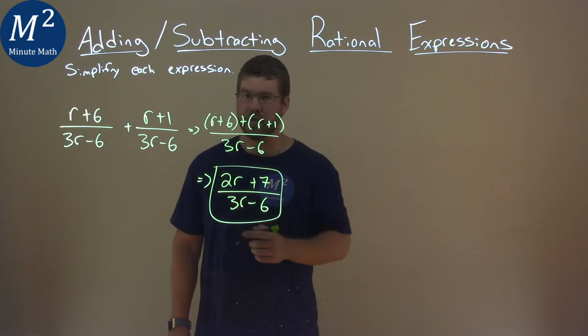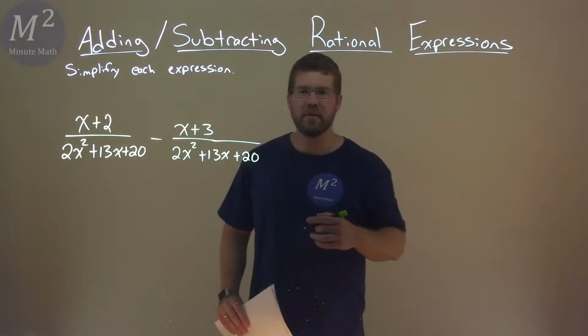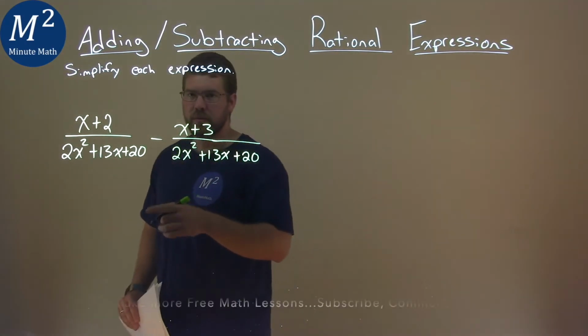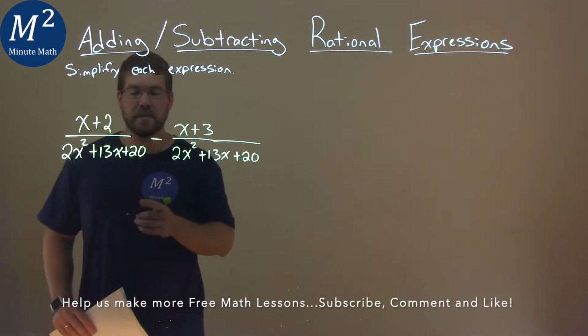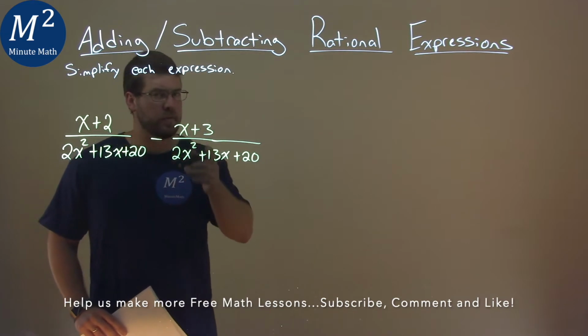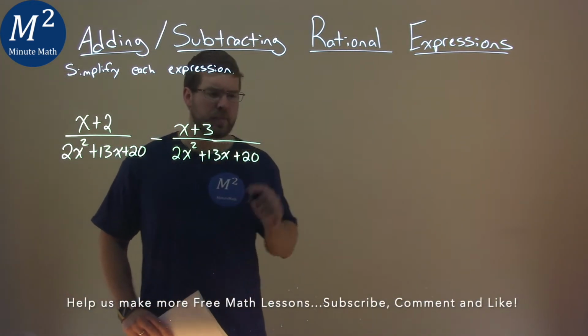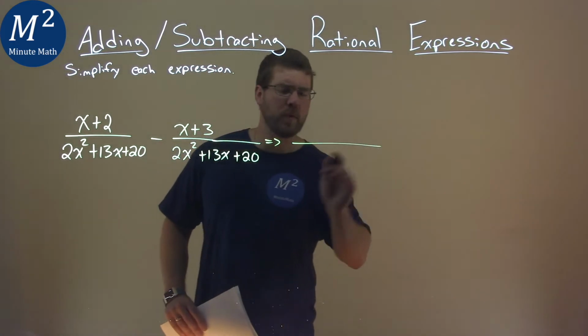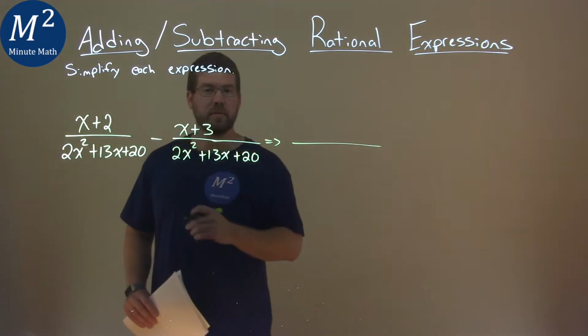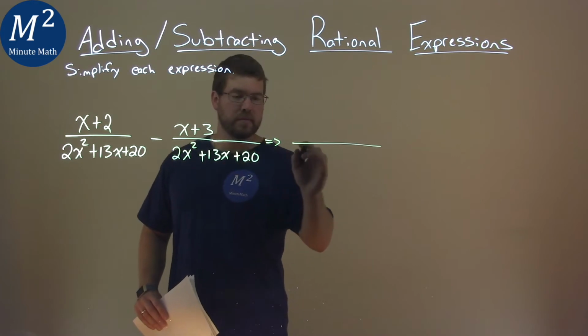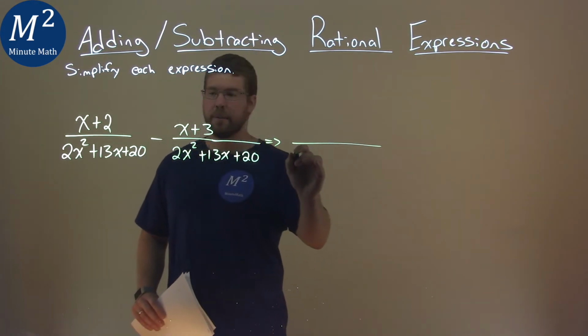We're given this problem right here: x plus 2 over 2x squared plus 13x plus 20, minus x plus 3 over 2x squared plus 13x plus 20, and we've got to simplify this. Well, notice we have the same base for both parts here, or denominator. So because we have that, we can combine it easily.